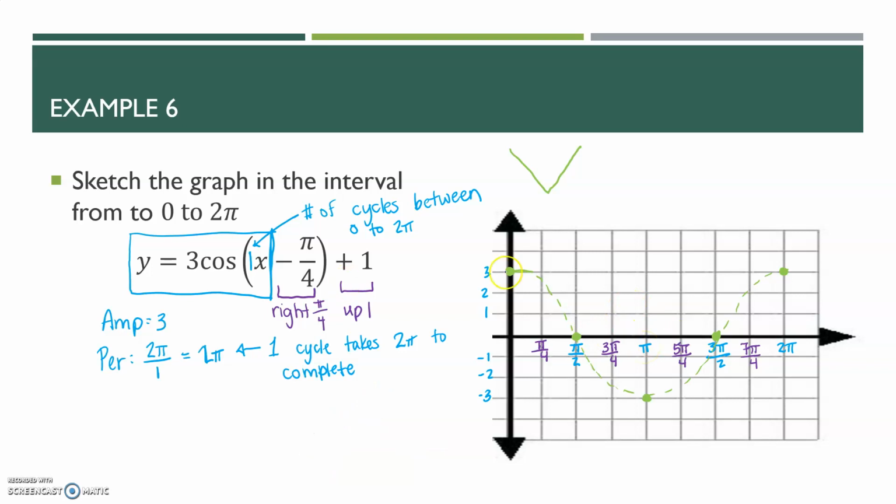I also need to move up 1, so each point is going to move over, or right pi over 4 and up 1. Right pi over 4, up 1. Right pi over 4, up 1.